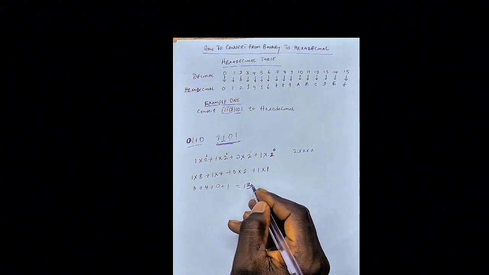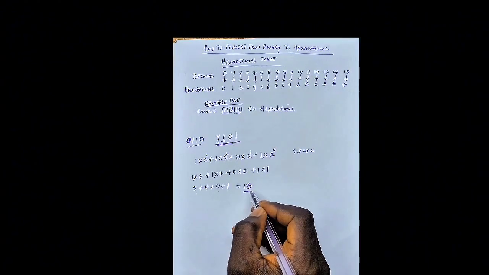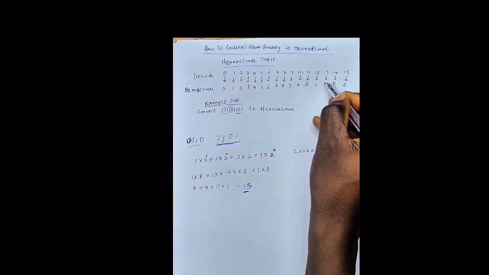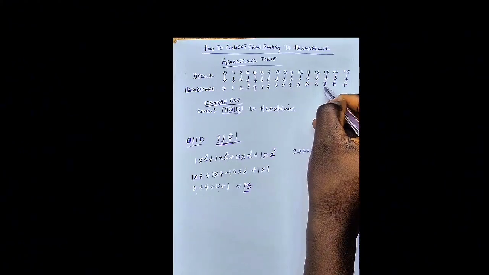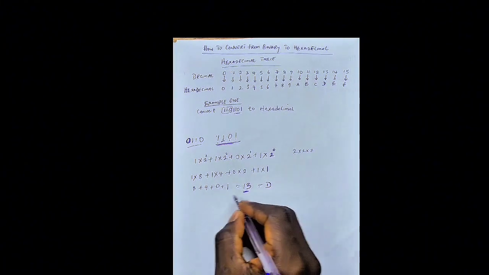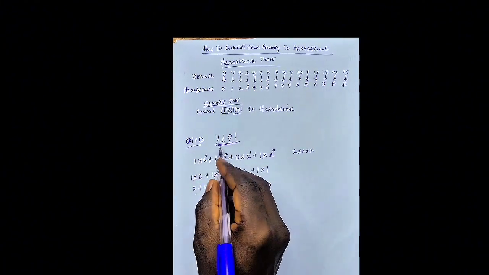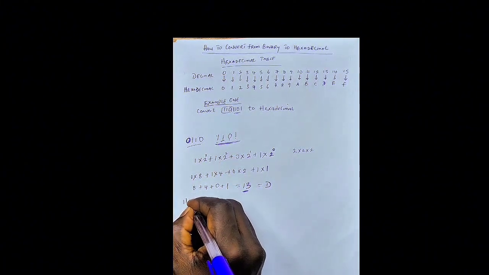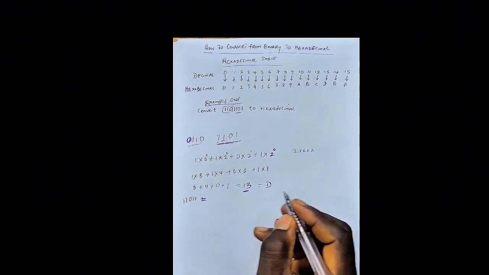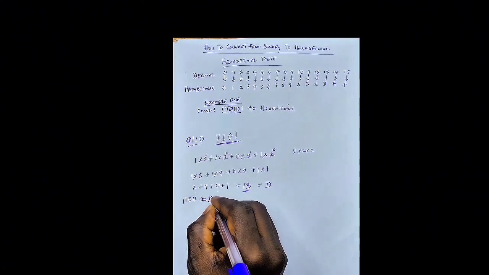Now, since we are dealing with hexadecimal, 13 is represented as D. So you write D instead of 13. So the first group, 1101 in hexadecimal, is equal to D.